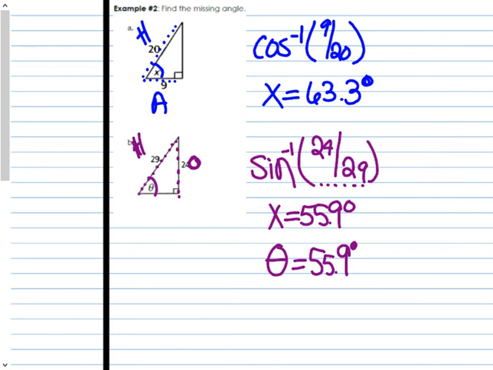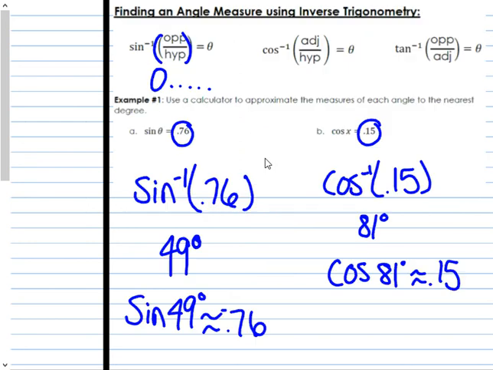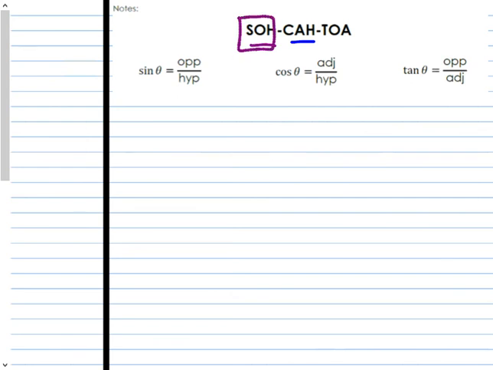The one thing I really want you to understand is if we are looking for the length of a side, we will use the regular functions, sine, cosine, and tangent. If we're looking for the measure of an angle, that's when we use the inverses, inverse cosine, inverse sine, inverse tangent. So I want you to be very, very familiar with the words sine, cosine, tangent. You need to be very comfortable with when you use cosine, when you use sine, and when you use tangent. You need to do everything you can to memorize SOHCAHTOA. Sine is opposite over hypotenuse, cosine is adjacent over hypotenuse, and tangent is opposite over adjacent. We will do this in class.